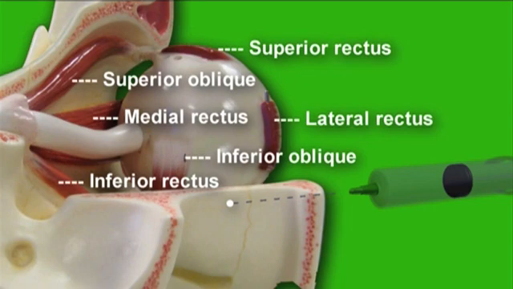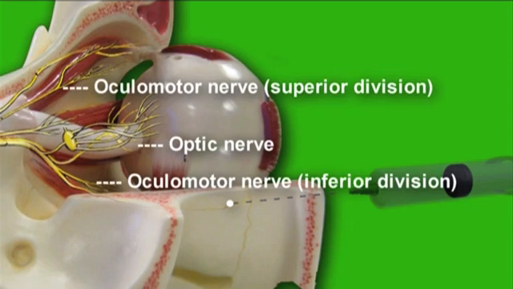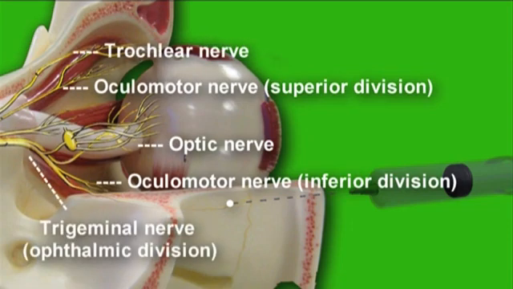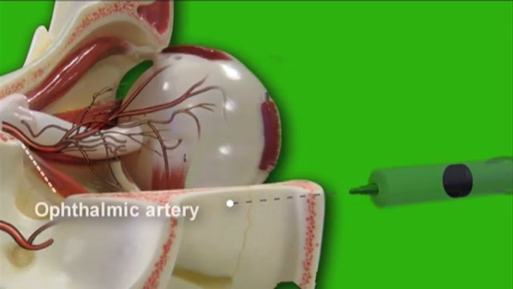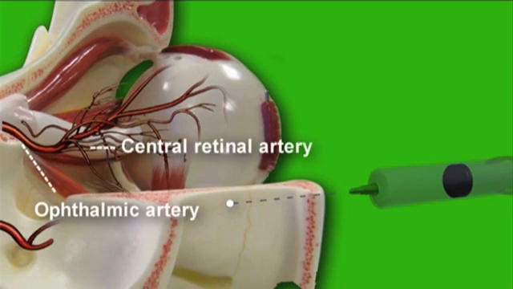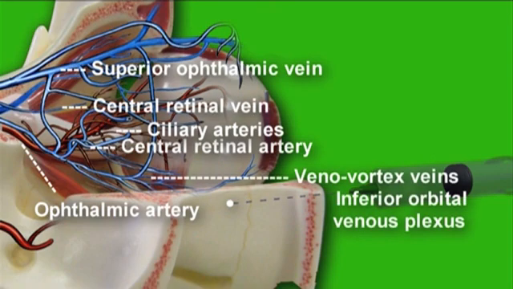The optic nerve, the superior and inferior branches of the oculomotor nerve, the trochlear nerve, the trigeminal nerve, the ciliary ganglion, and the ciliary nerves are medial to the needle tip. The ophthalmic artery, central retinal artery, ciliary arteries, superior ophthalmic vein, central retinal vein, and the vortex veins are medial to the needle tip.